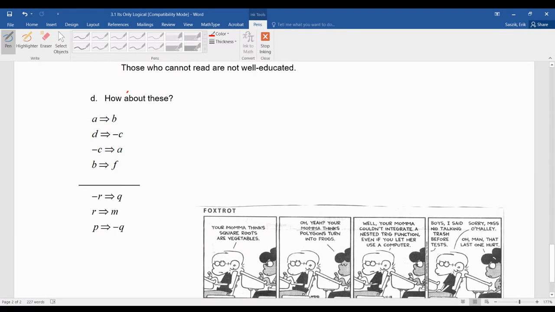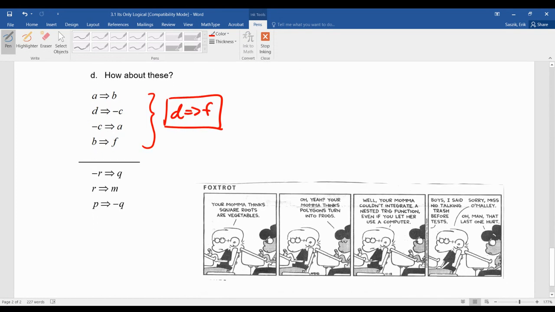I see D only once, I see F only once. So watch this. Seeing that D is on the left, I'm going to start with that. If D, then not C. If not C, then A. If A, then B. If B, then F. So this can all be condensed to if D, then F, right? Because again, D then not C then A then B, B then F. It's just a chain of reasoning here. So we could really condense that all to just if D, then F.